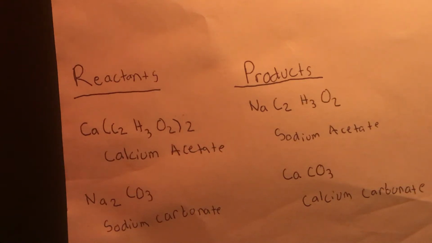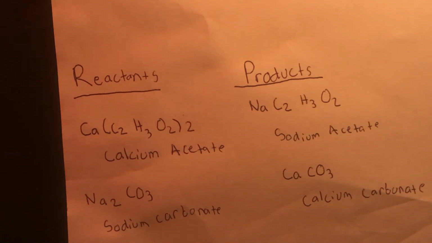Hello, and today I will be showing you how to find the chemical equation for calcium acetate and sodium carbonate as the reactants, and sodium acetate and calcium carbonate as the products. So now that we know the reactants and the products, to find an equation, we first have to identify what type of reaction is going on.